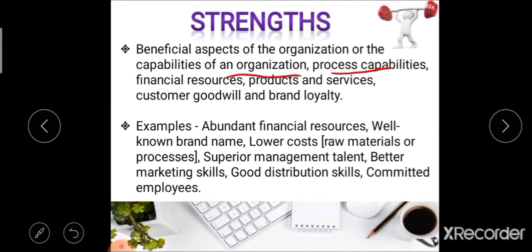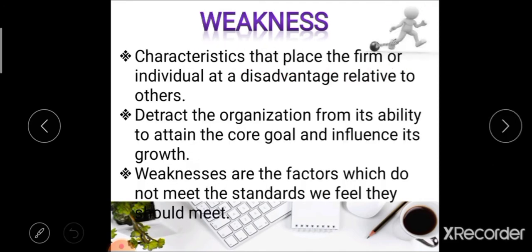Okay, after strength we see the next point, that is weaknesses of business organization. Okay, so these weaknesses are characteristics that place the firm or individual at disadvantage related to others. Okay, so these strength and weaknesses, these two are opposite words. In case of strength, we see the advantage of any business organization or individual, whereas weaknesses are the disadvantage related to others, that is called as weaknesses.